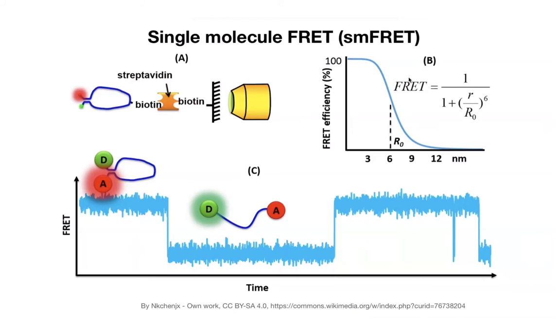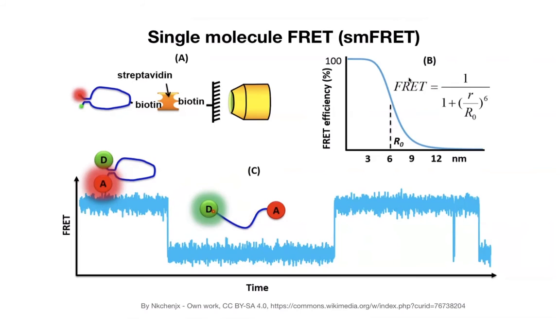Let's look at an example of what some of this data might actually look like in one of these single molecule experiments. Here they have a molecule with a donor on one end and an acceptor on the other end. And it's linked to this slide through biotin and streptavidin. When the molecule is in a conformation in which the donor and acceptor are close together, you're going to see FRET. And when they come apart, you're going to lose that FRET. These molecules might be going back and forth and back and forth, so you can actually measure their conformational dynamics.